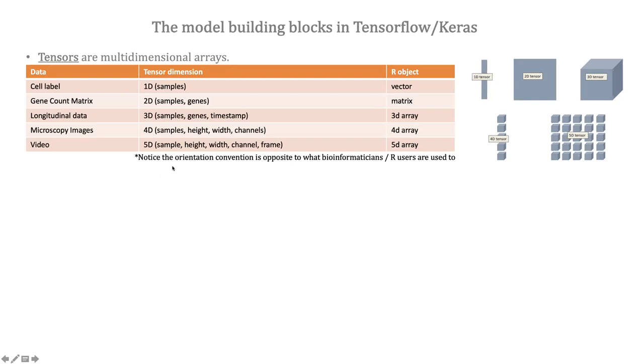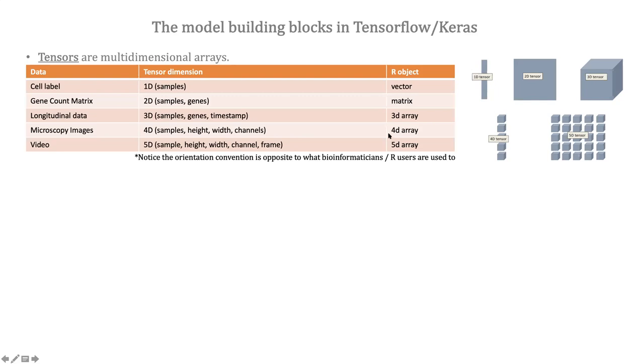If you have longitudinal gene expression data, then we'd be talking about a 3D tensor, where you have again samples in the rows, and then in the other two dimensions, you would have the genes and the timestamp. And in R, that could be represented as a 3D array. You have microscopy images, that would be a 4D tensor, because there you have samples, you have the height and the width of each picture, and also you have the channels. So, for example, the RGB color channels on which you are taking the pictures. And in R, this would be represented as a 4D array.